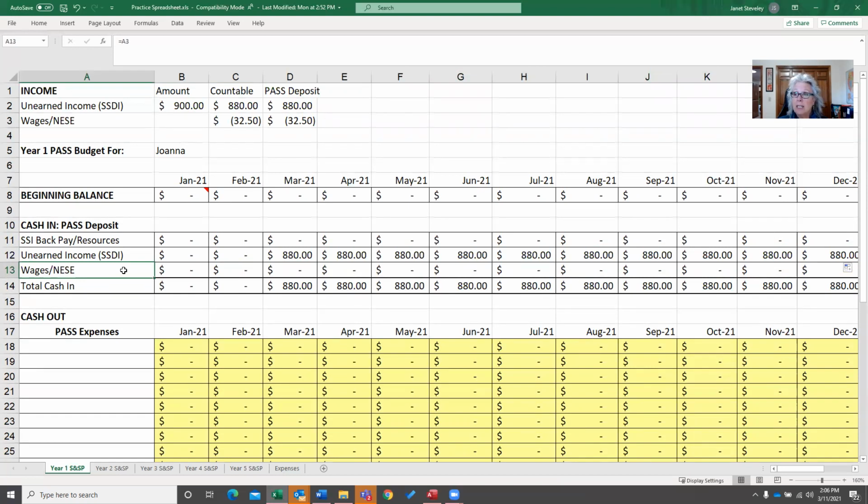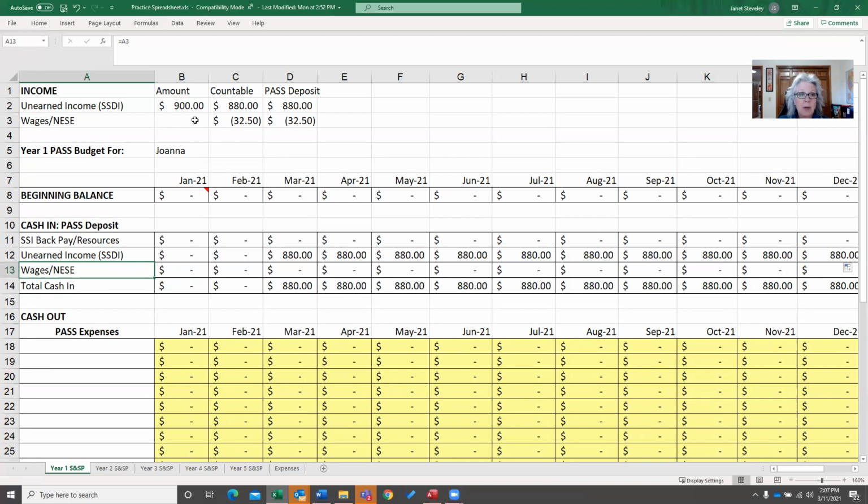They do that calculation that you might remember: minus 20, minus 65, divided by 2. So what we're looking for here is the amount of countable earned income that she could potentially contribute to the pass, because if she doesn't contribute it to the pass, it's going to reduce her SSI anyway. So it's kind of a use it or lose it deal.